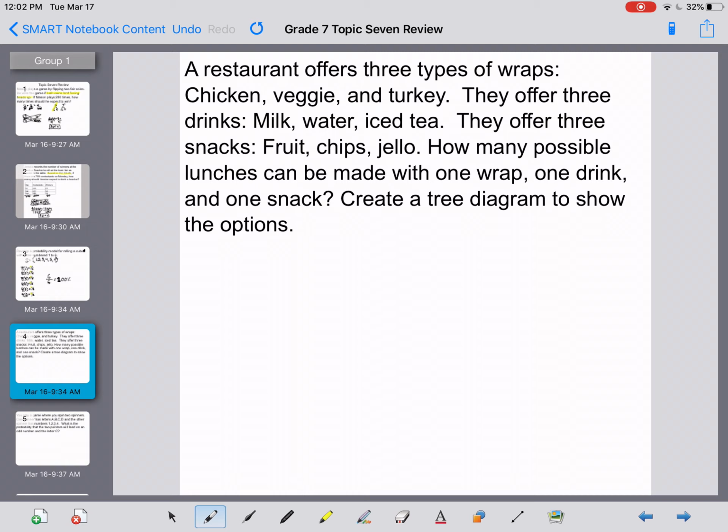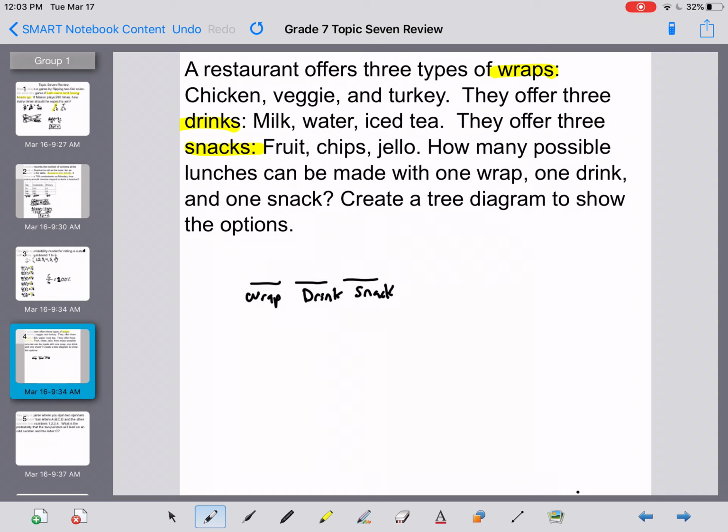So first, to determine the total number of outcomes, I'm going to have to determine how many different events there are. We have a wrap, drink, and snack. So there's 3 different events. We have the wrap, the drink, and the snack.